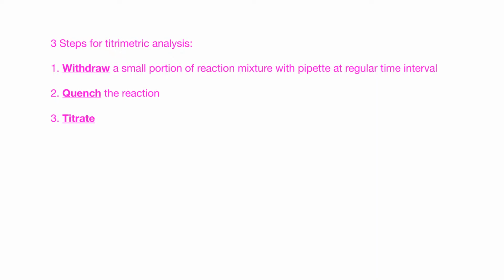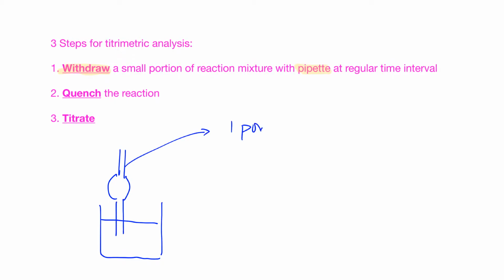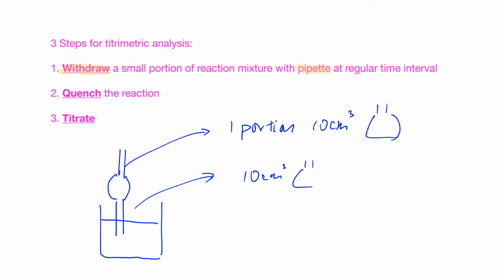Basically, there are 3 steps for titrimetric analysis. First, withdrawal. We withdraw a small portion of the reaction mixture with a pipette at regular time intervals. For example, this is the reaction mixture. As time goes by, we use a pipette to withdraw one portion, say 10 cm cube, and put it in a conical flask. After a while I take another 10 cm cube in a conical flask, and another time another 10 cm cube in a conical flask.